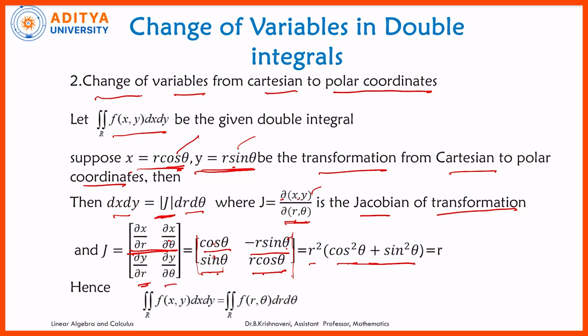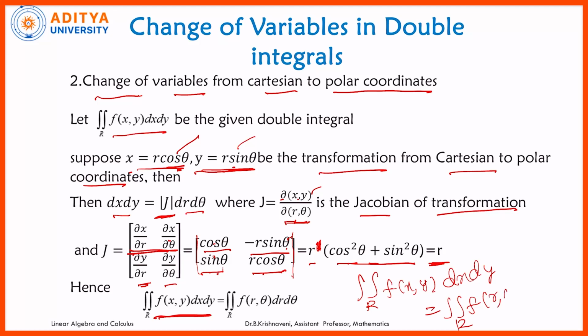So therefore, here we need to take the absolute value of r only, not r square. So therefore, the J value here is r. So the given integration, that is Cartesian form, can be written as the double integral over R of f(x,y) dx dy, which is equal to the double integral over R converted to polar form, where dx dy is replaced with J dr d theta, that is r dr d theta. The J value we got is r.